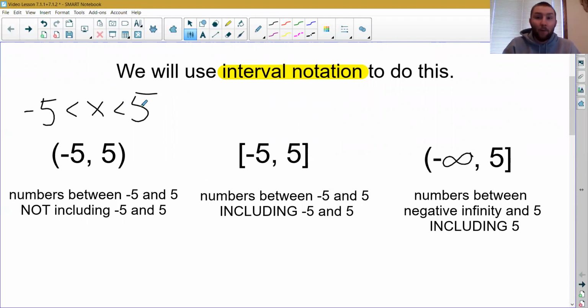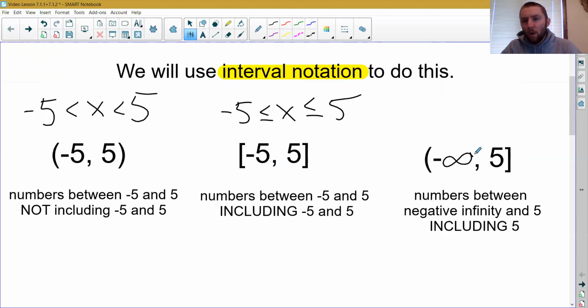It's just like -4.999999999 up to 4.9999999 and everything in between there, right? This one does include -5 and 5. So we call it an inclusive interval. So this would be -5 less than or equal to x less than or equal to 5, okay?